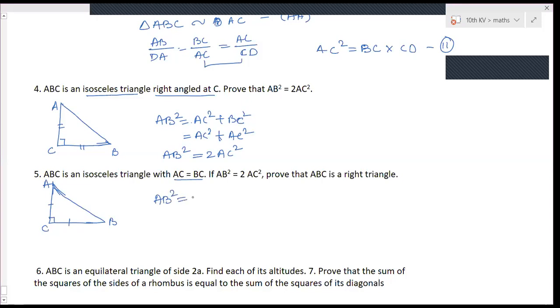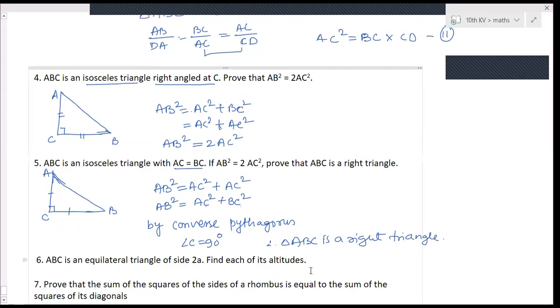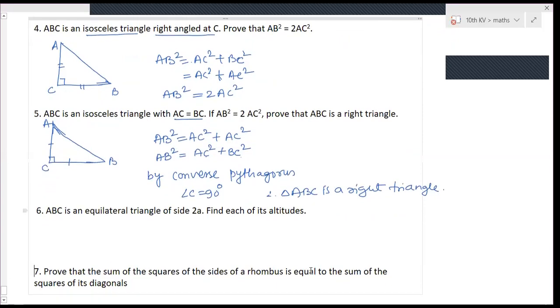So AB square is equal to AC square. You can write it as AC square plus AC square. Then instead of AC, substitute BC. Converse of the fourth one. So AB square is equal to AC square plus BC square, we have proved. Then you have to write by converse Pythagoras, angle C is equal to 90. So therefore, triangle ABC is a right triangle. Okay. Yes, ma'am. Got it. Whoever has not solved, copy that.